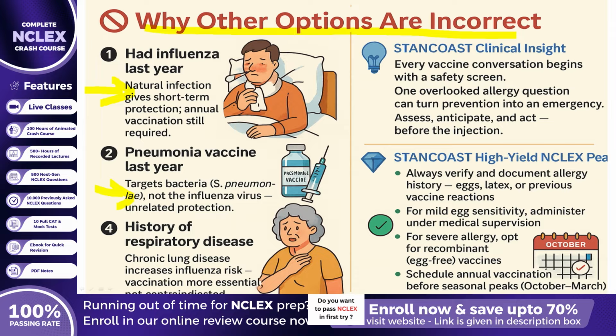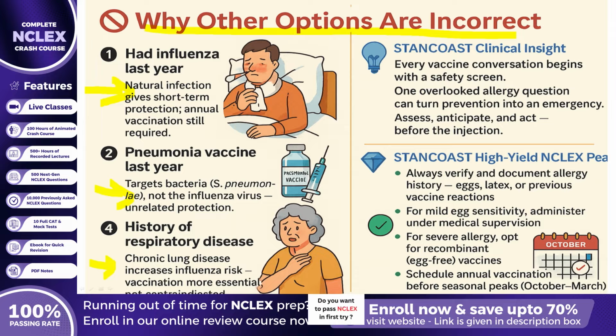Option 4, do you have a history of respiratory disease, is incorrect as well. In fact, individuals with chronic respiratory diseases such as asthma or chronic obstructive pulmonary disease are at increased risk for severe influenza complications and should definitely receive the vaccine rather than avoid it. Now transitioning into the Stan Coast clinical insight, every vaccine conversation begins with a safety screen. In older adults, a single missed question about egg allergy can turn prevention into an emergency. Always assess, anticipate, and act before the injection.